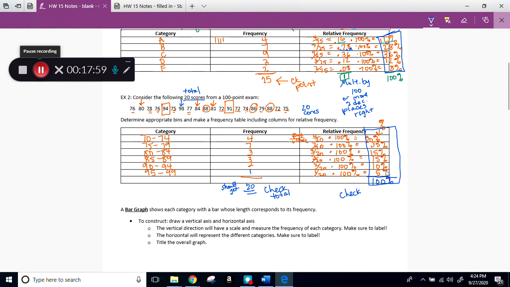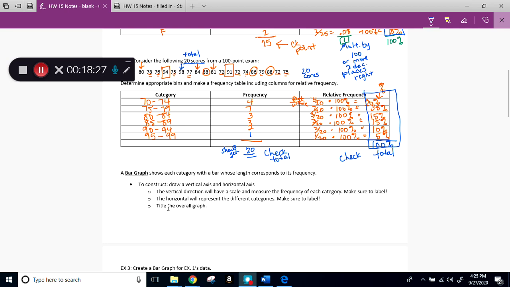So if I did 20 plus 35 plus 15 plus another 15 plus 10 plus 5, I'm getting 100%. Now, remember, it's not always going to be that nice, because sometimes you may have rounding going on, so it might be a little bit off from that. Okay, so let's go on to the bar graph.